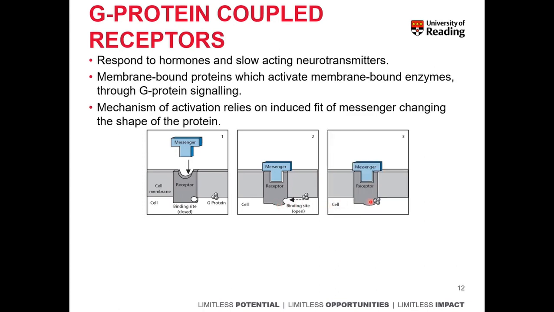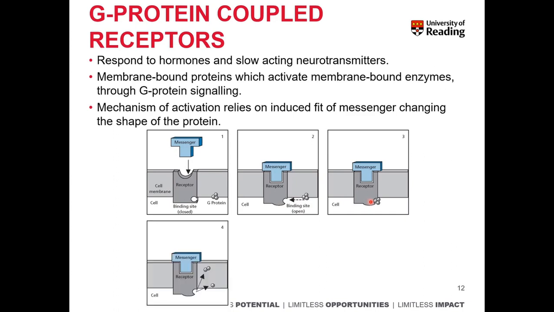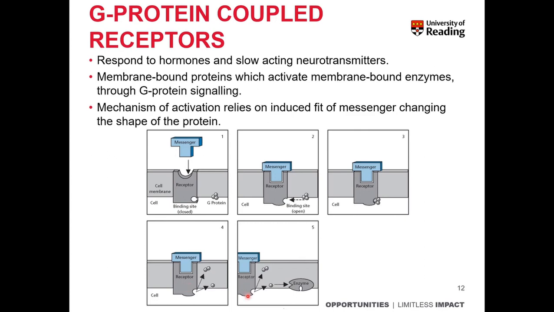When this happens, the G-protein is processed, and G-protein subunits are released into the cell. These go into the membrane and activate membrane-bound enzymes that are on the inside of the cell. The binding of a G-protein subunit into the enzyme then opens the active site of the enzyme and allows the enzyme to be activated. So it allows the enzyme to start taking in substrate, processing it, and releasing product.